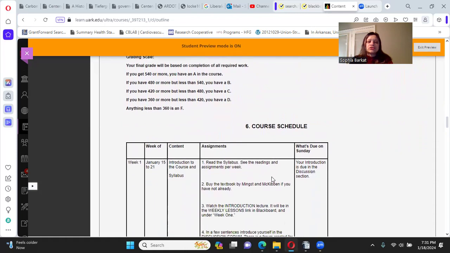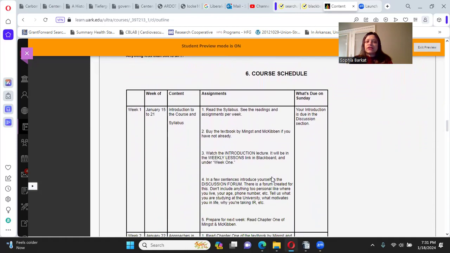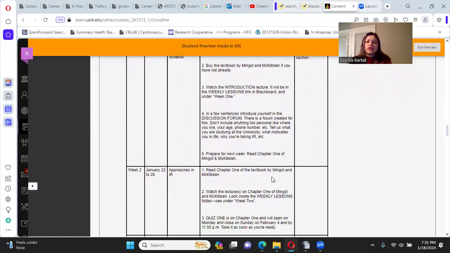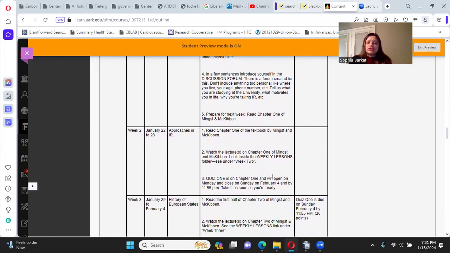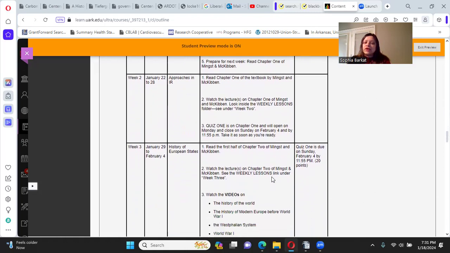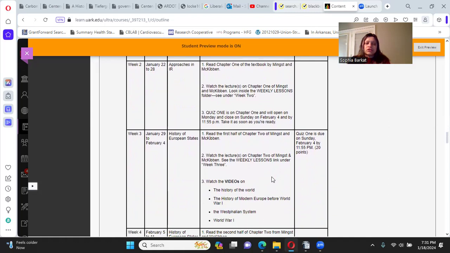Look at the course schedule. This week we were supposed to look at the syllabus, buy the textbook, watch the introduction lectures, right? Look at the lectures in week 1 and look at the discussion forum section. Start reading chapter 1 as soon as you can. Next week, we will start talking about chapter 1. Quiz 1 is going to open up and it's going to be due February 4th. So you don't really have too much time, right?